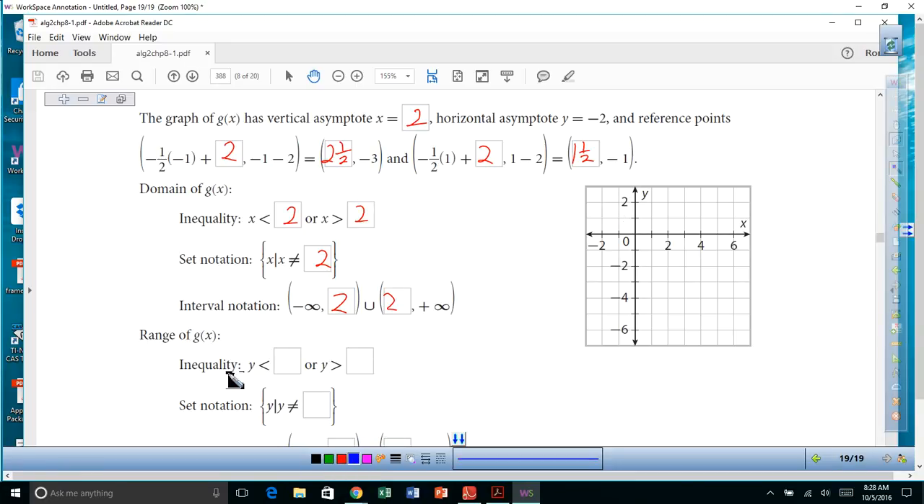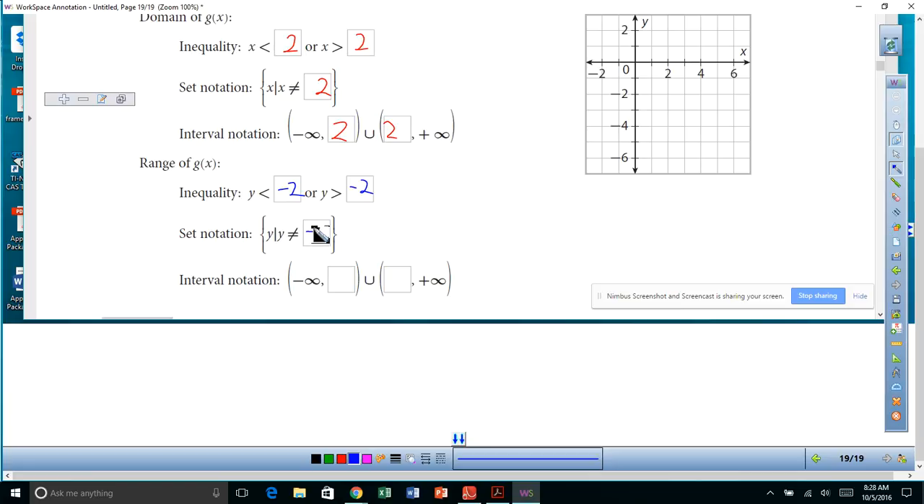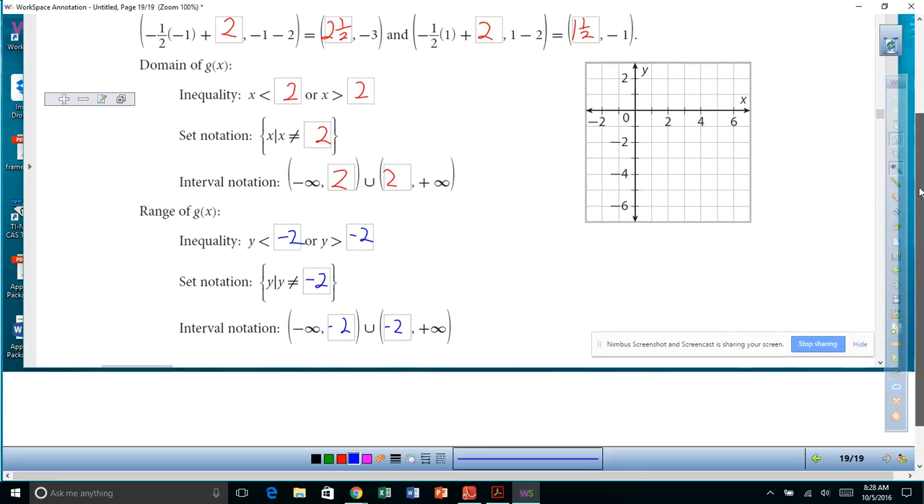Now, what about the range? Well, y equals negative 2 is the horizontal asymptote, so y is going to be less than negative 2, or y is going to be greater than negative 2. In set notation, y such that y is not equal to negative 2, and then the interval notation. All right, good.